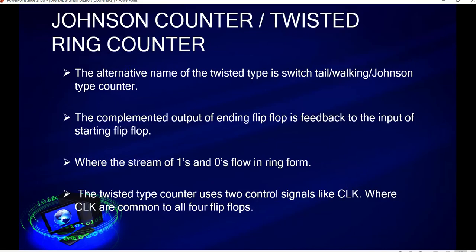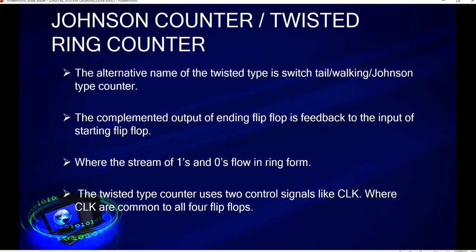Let's move to the Johnson counter or twisted ring counter. The alternate name of the twisted type counter is switch tail counter or Johnson type counter. The complemented output of the ending flip-flop is fed back to the input of the starting flip-flop, where the streams of zeros and ones are flowing in a ring form.